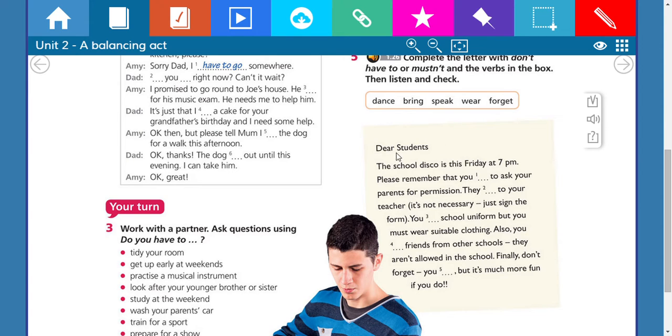Okay, let's do something interesting. In this part we have: dear students, the school disco is this Friday at 7 p.m. Please remember that you to ask your parents for permission. They to your teacher, it is not necessary to sign the form. You school uniform, but you must wear suitable clothing. Also, you friends from other school. They are allowed in this school. Finally, don't forget you, but it's much more fun if you do.